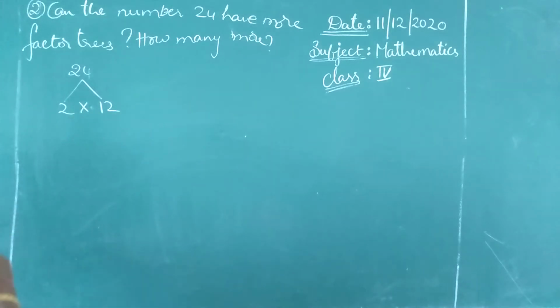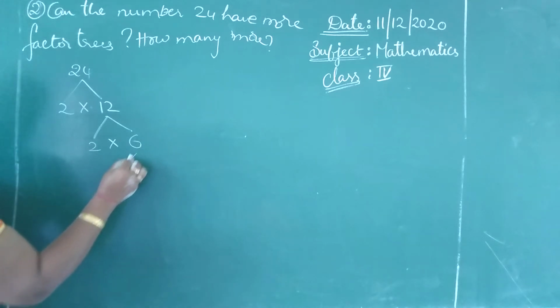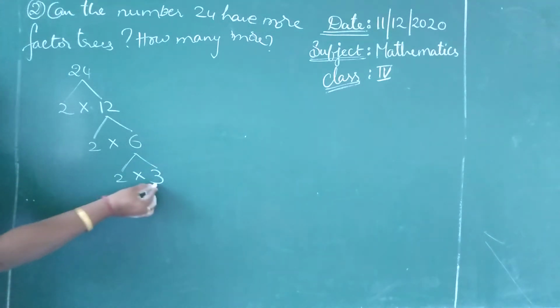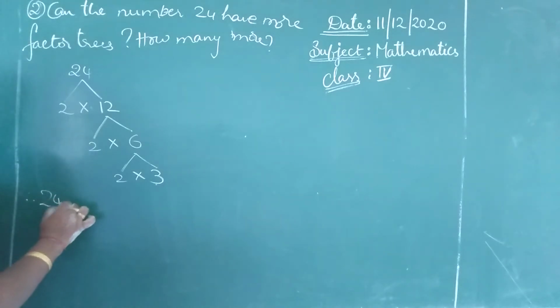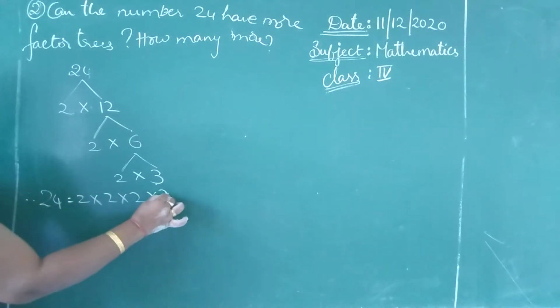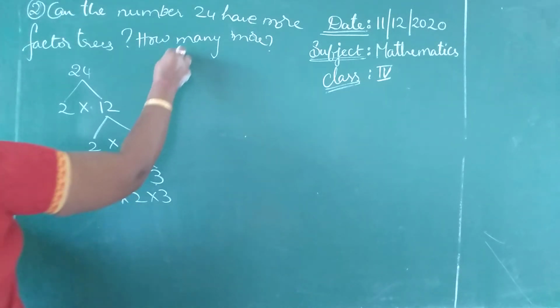24 can be written as 2 12s are 24. We know very well 2 12s are 24, and 12 can be written as 2 6s are 12, and 6 can be written as 2 3s are 6. So after getting the prime numbers we can stop there and write the prime factors of 24: 2 into 2 into 2 into 3. This is one way of writing the factor tree in prime factorization.